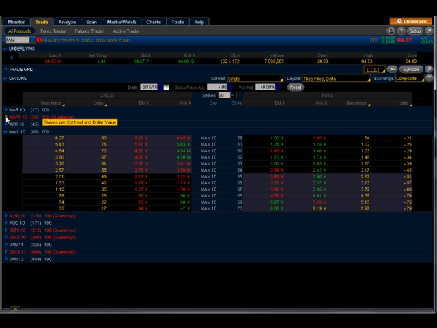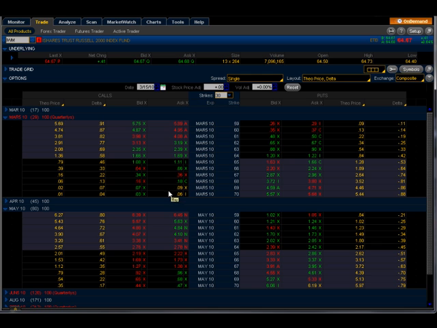Now let's go ahead and expand the March quarterlies, and for the short strike we want to pick a strike that has a delta between 0.25 and 0.30. Well, the only option that has a delta in that range is the March 66. So basically what we're going to do is set up a March 66 trade.